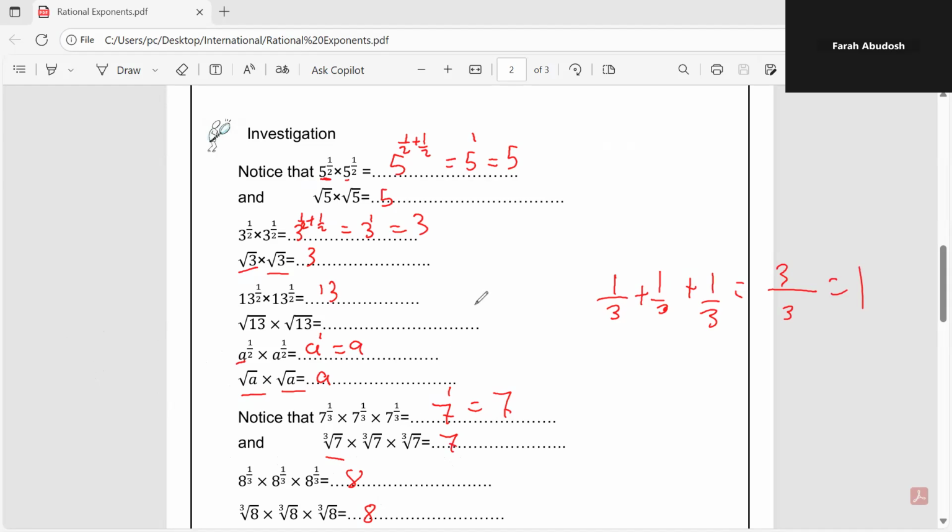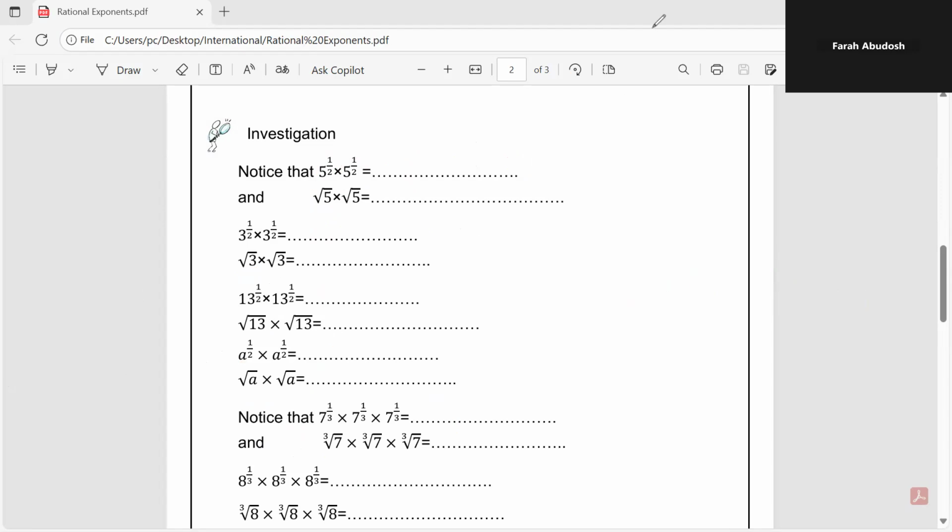Before we continue this page, let us notice something. If we compare this with this and this with this, because we have the same answer, what do you think about the 2 and the degree of the root? Here we have a 3 and the degree of the root, which is important to notice.